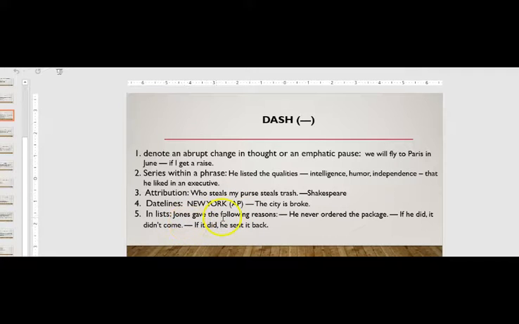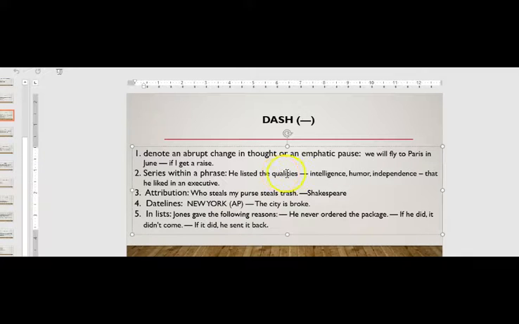This last one: Jones gave the following reasons. He never ordered the package. If he did, it didn't come. If he did, he sent it back. It's like a list. I haven't seen that very often, so I wouldn't really recommend this one. But do remember that it's sometimes used in place of parentheses, as in this case here, and definitely for emphasis. I use it quite a bit for emphasis.